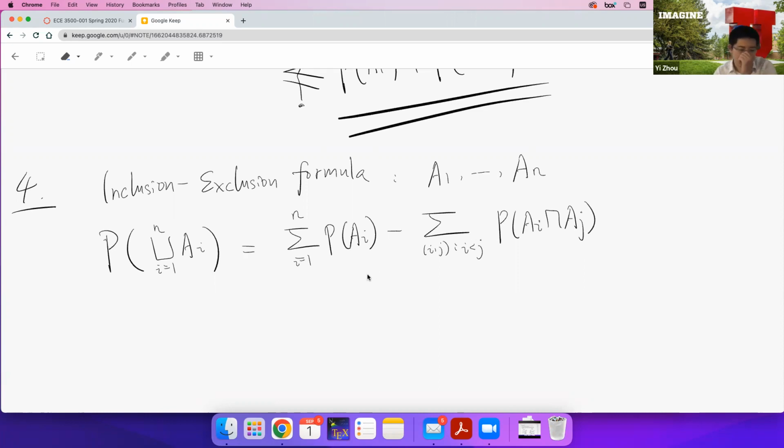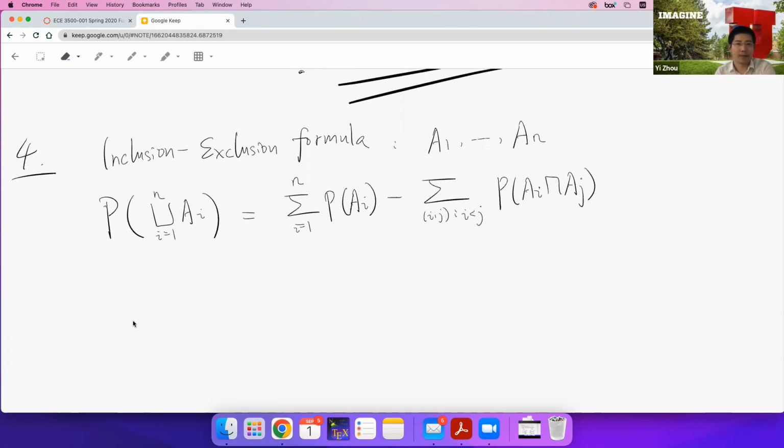I first simply sum up all the probability mass of the individual events. But because every two events may have possible overlapping, I need to subtract those overlapping parts. That's why we have this term. This formula is very complicated, but you can understand it intuitively.